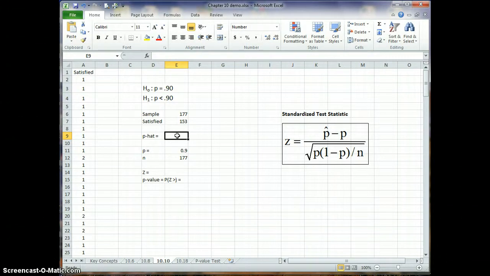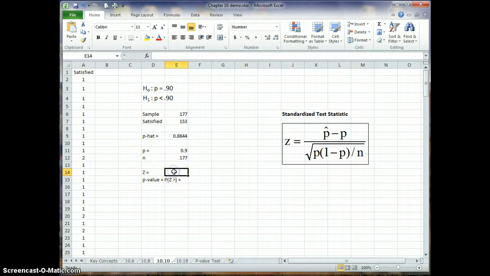So let's calculate p hat based on that. So it's equal to E7 divided by E6, which gives us 0.8644, and now we've got the p of 0.9 and the n, of course, of 177.